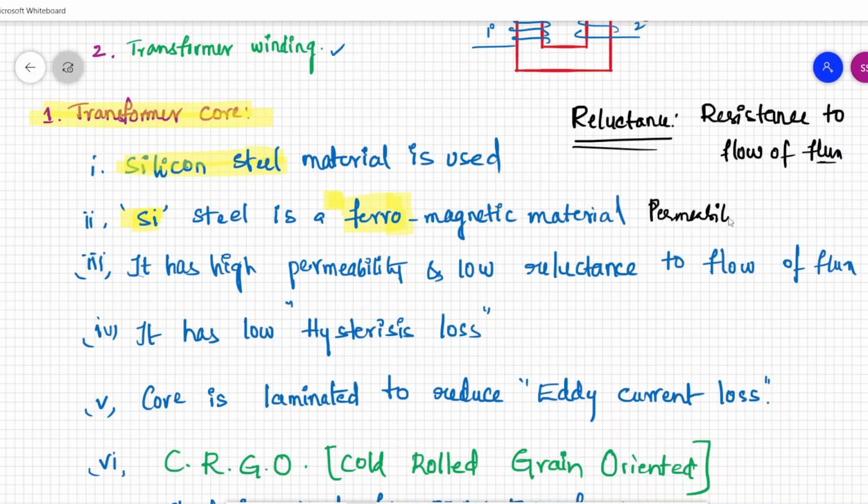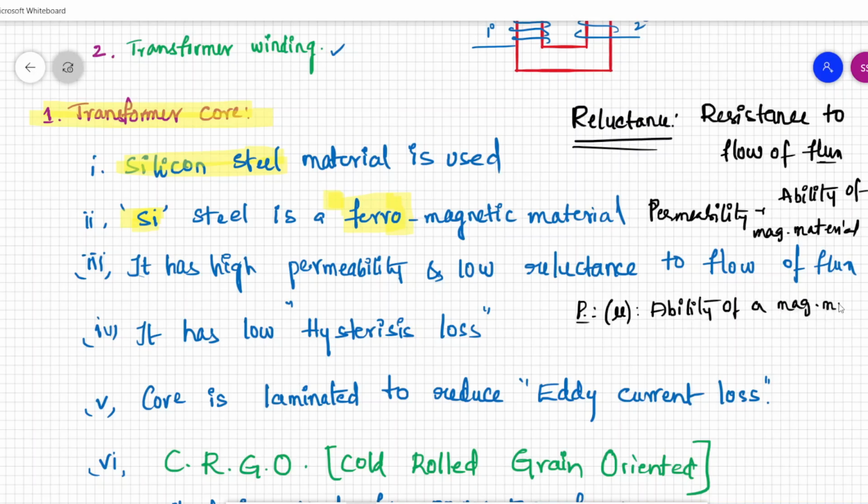Permeability: the ability of a magnetic material to pass flux through it. This is similar to conductance in an electric medium. Now, it has high permeability and low reluctance, as I said earlier, and it has low hysteresis loss.